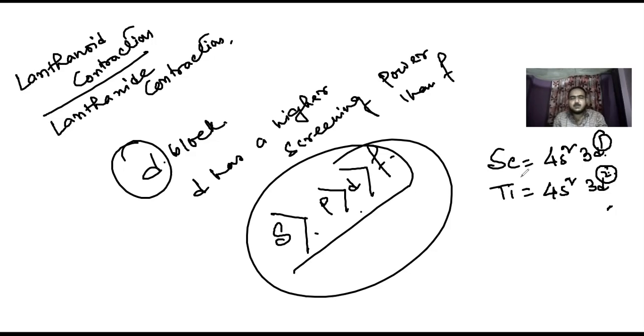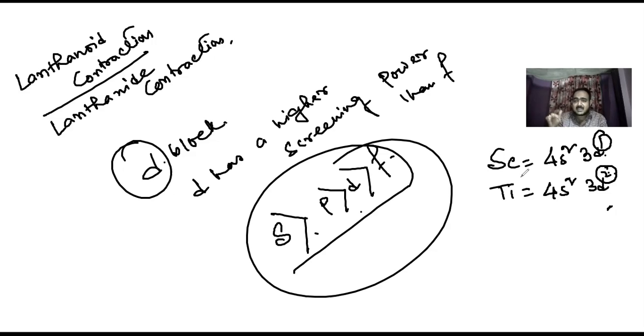Actually, what happens in case of F? The effect is very, very prominent. In case of D, the effect is not so prominent, but it is prominent. But from one F block element to another, or one lanthanide series element to another, you will see that the size difference is large. But in case of the D series, or transition series, the size difference is low. Why does this happen? Because F is the most poor screener.